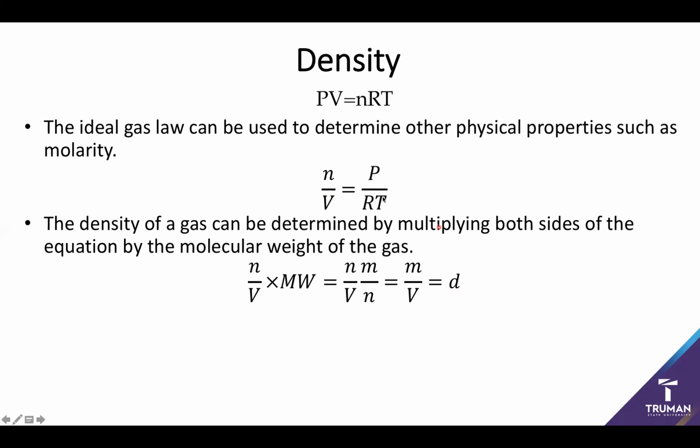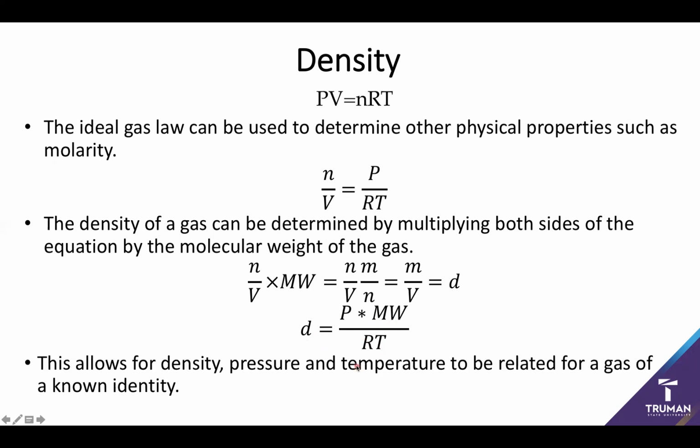So if we multiply the left side of the equation by molecular weight, this means we also have to multiply the right side by molecular weight. So if we're working with a pure gas, we can figure out its density as long as we know its temperature, its pressure, and its molecular weight. Again, higher pressure gas, more dense; colder gas, more dense; heavier gas, not too surprisingly, more dense. So we can allow the conversion of density, temperature, and pressure for any known gas of a single identity.